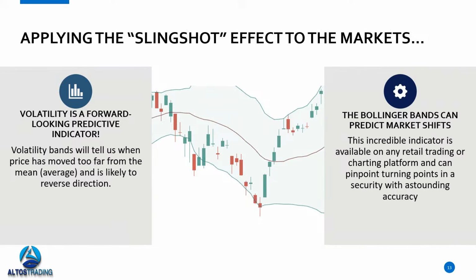I'll show you a unique way to use it that can actually pinpoint turning points in a security with astounding accuracy. Okay, this is what it looks like. So again, I want you just to take a mental snapshot of this because this is what the slingshot looks like. So I'm going to point a couple things out here. And it doesn't matter what this stock is, just call it ABC stock. Okay, ABC stock is starting to trend down.